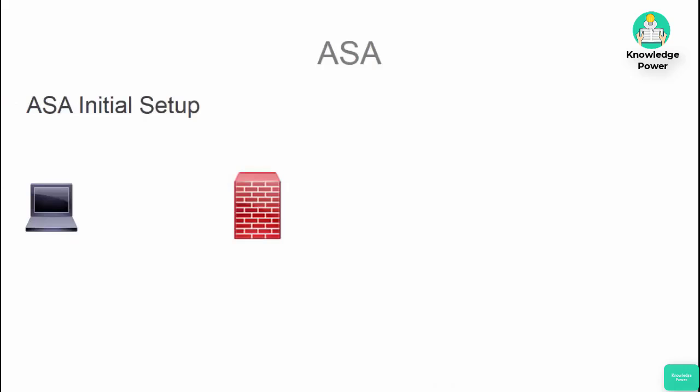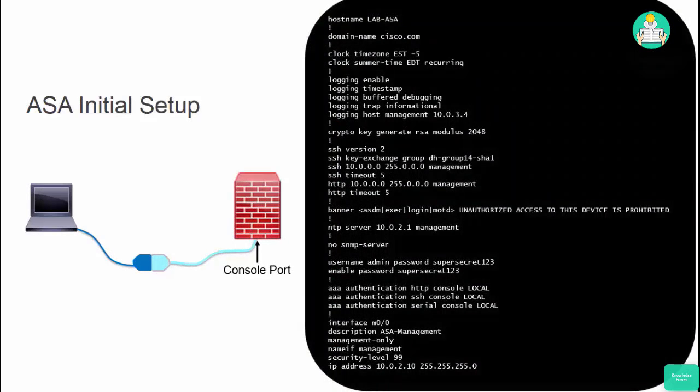Alright, so now for the fun part. We're going to start configuring an ASA in the lab. But the first thing we need to do is to connect a console cable to the ASA's console port. This will allow us to serial into the ASA for the initial device setup.